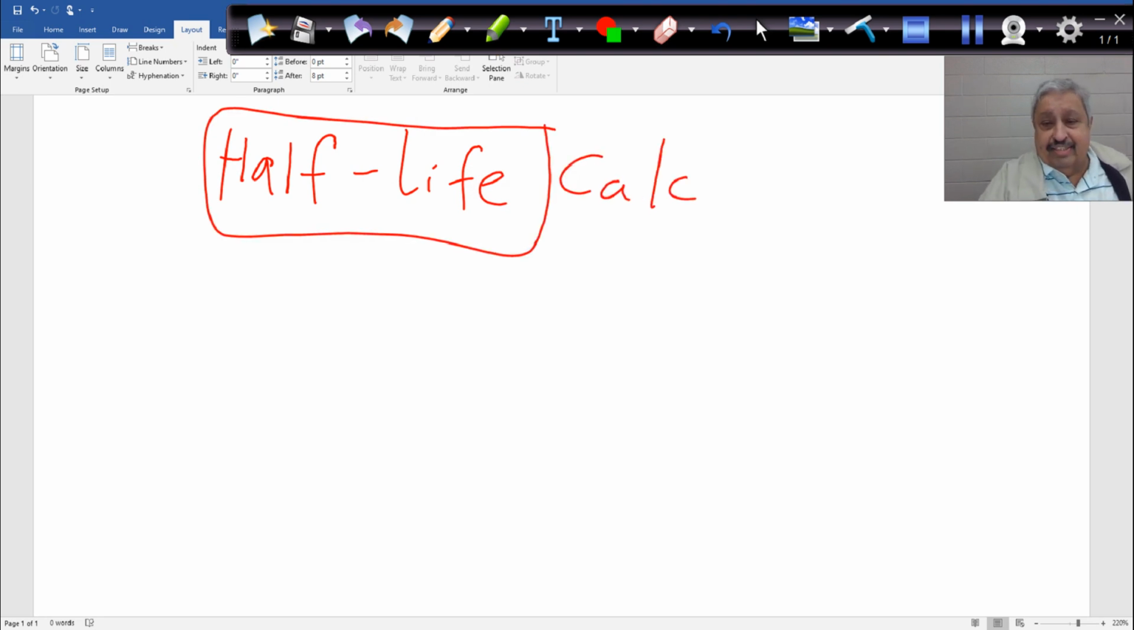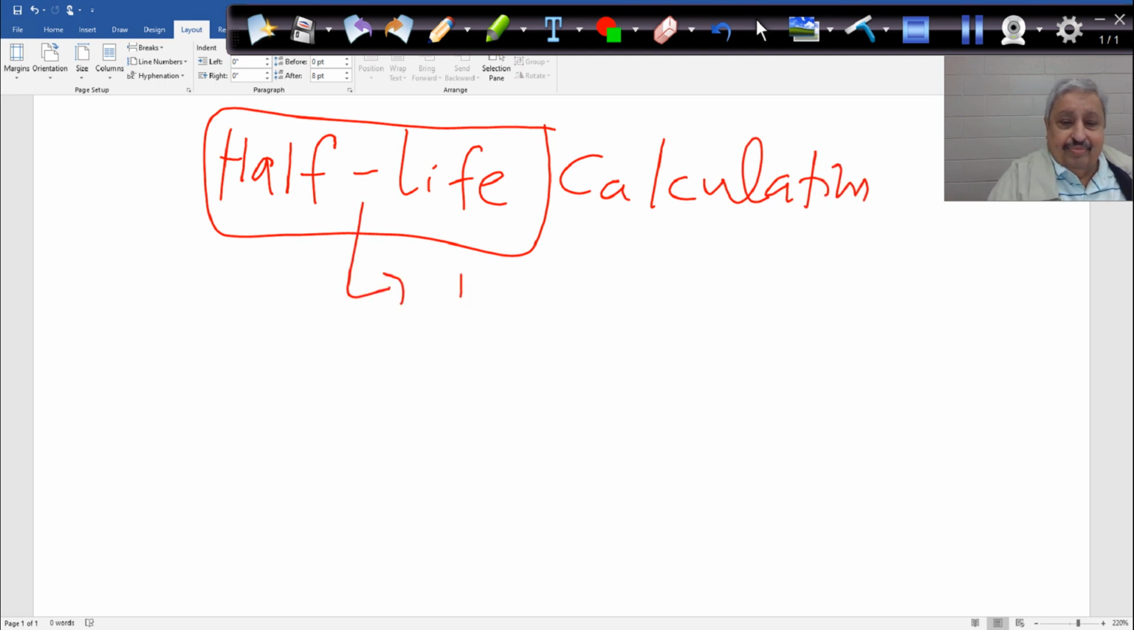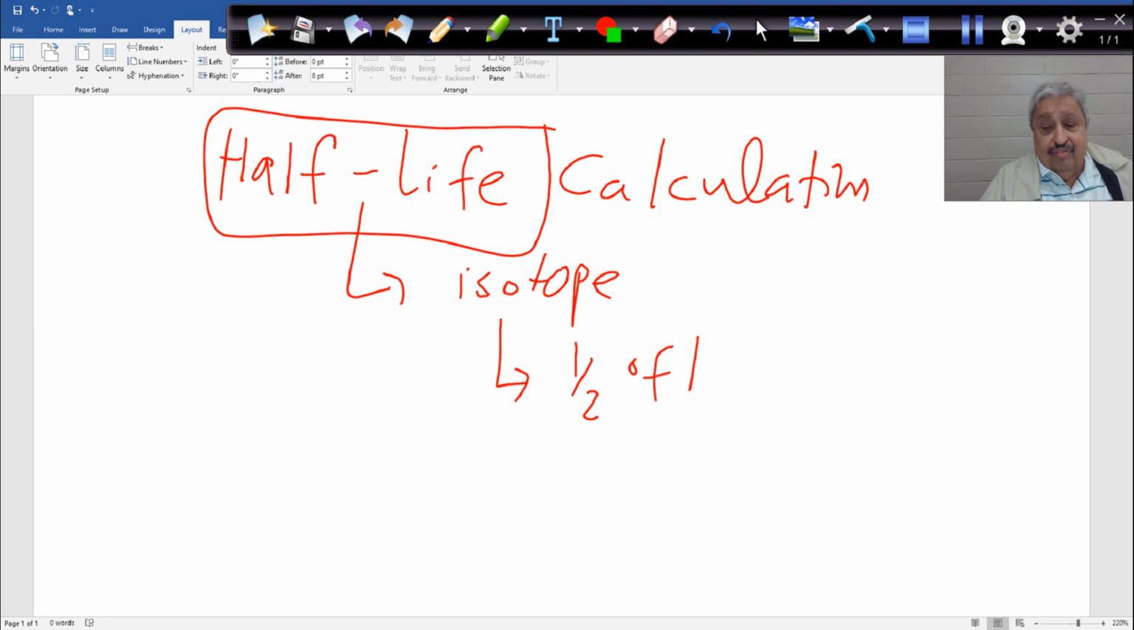And then I will add calculation to that. Half-life of an isotope, okay, half-life of an isotope is half of the mass. The half-life, when I say half-life, is half of the mass being what? Being decayed.